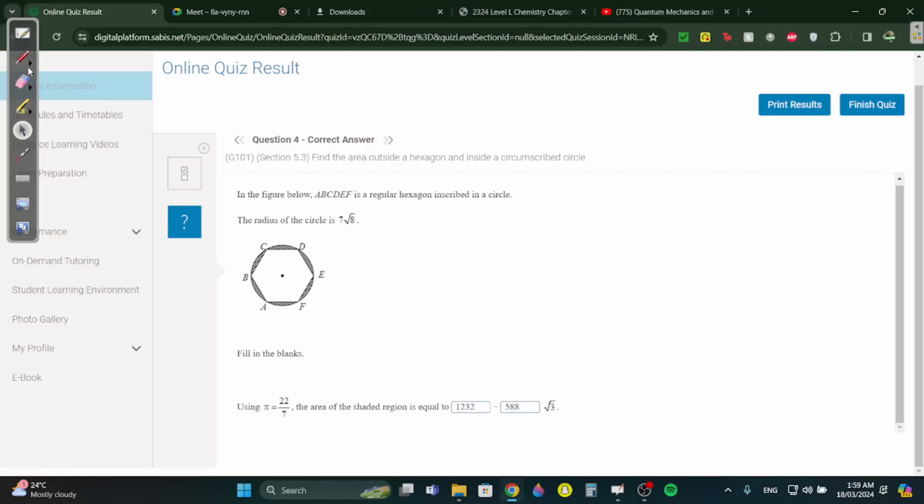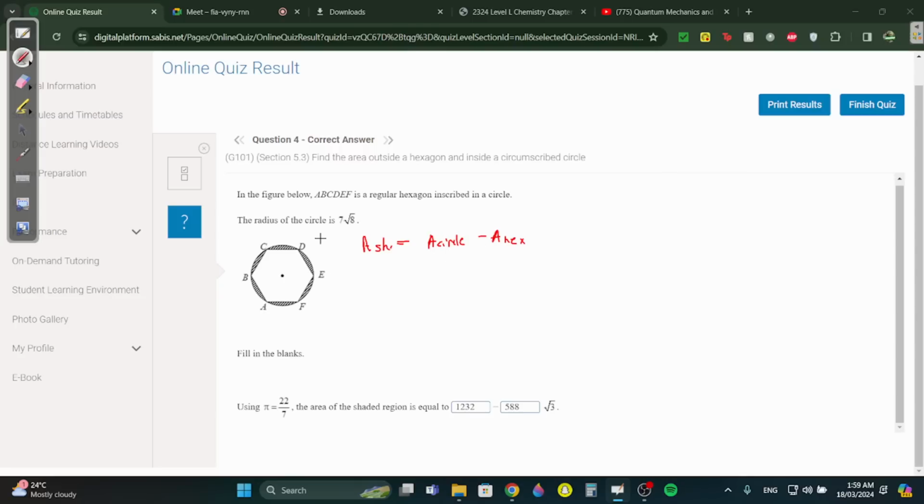Question 4. Okay, this one's a bit trickier, but you have to understand it. They want the area of the shaded region. We can find the area of the circle, and we can find the hexagon, and then subtract them, and you'll be left with these small shaded bits. So the shaded here is equal to the circle minus the hexagon. It's not a formula, you just need to understand.